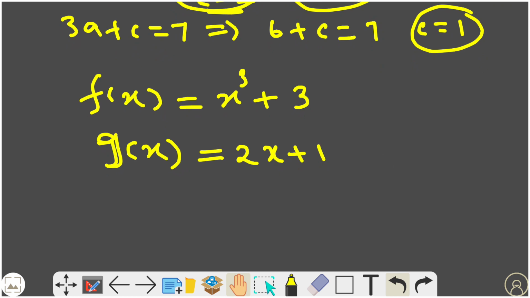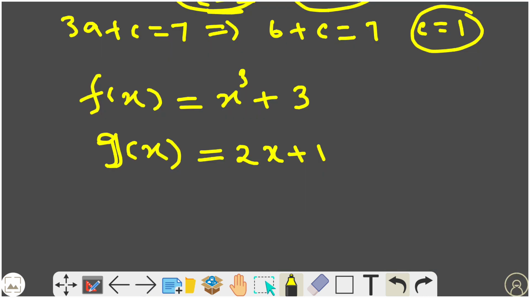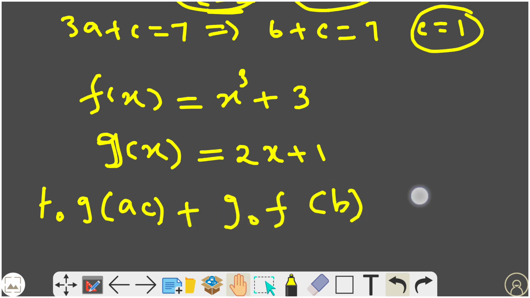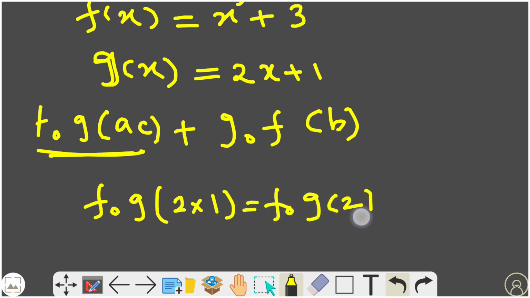So these two are the functions. Now we have to find f composite g of ac and g composite f of b, and add them. So f composite g of ac plus g composite f of b. First I am going to find this one, f composite g of ac. So a is 2 and c is 1, so 2 into 1, 2. So f composite g of 2. We have to find g of 2, so we give 2 here. 2 twos are 4, 4 plus 1, 5. So f of g of 2 will become 5.